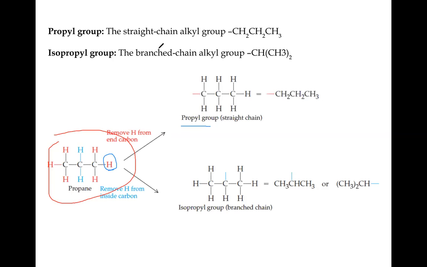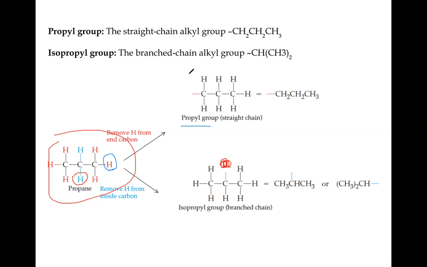But we could also take off a different hydrogen. We could take off a hydrogen from the middle carbon. And if that's the case, now this carbon is going to bind to the molecule. So it binds here instead of on one of the ends. And so we refer to that as isopropyl. And that's how we can differentiate between which carbon is attached to the rest of the molecule, the longest chain.